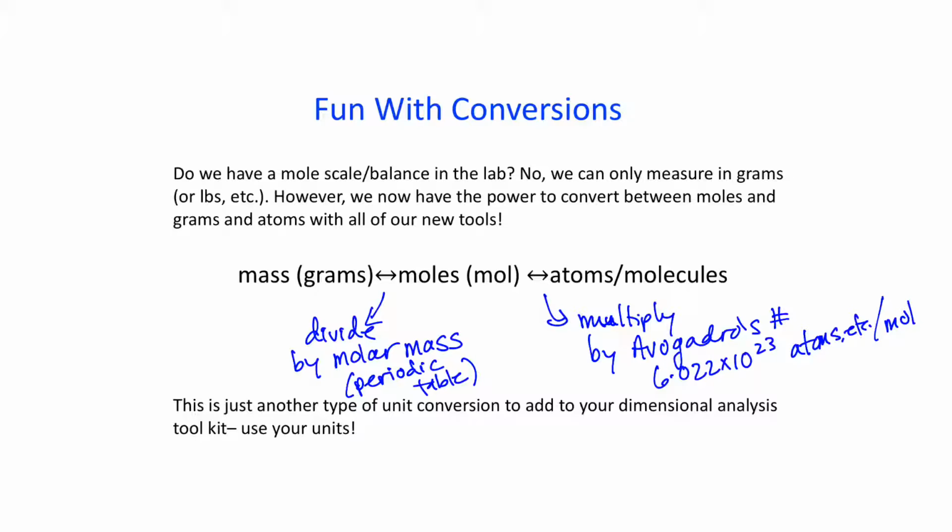So essentially what we've done here is just introduced another type of unit conversion for you to use, just like you've been using in our other dimensional analysis examples. Just like converting between centimeters and meters, or grams and kilograms, we can convert between mass or grams, moles, and atoms or molecules. So you have all of those conversion factors. You're just going to be doing the same thing as you normally do with dimensional analysis, and that is to use your units. Always include your units, and you should be able to get yourself where you need to go.